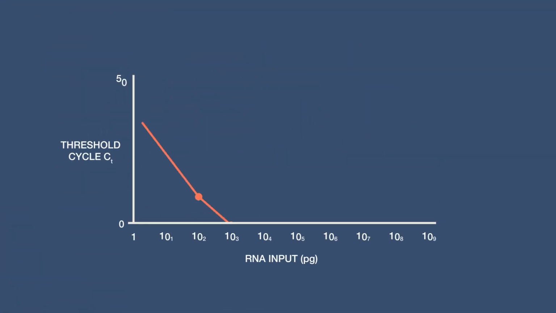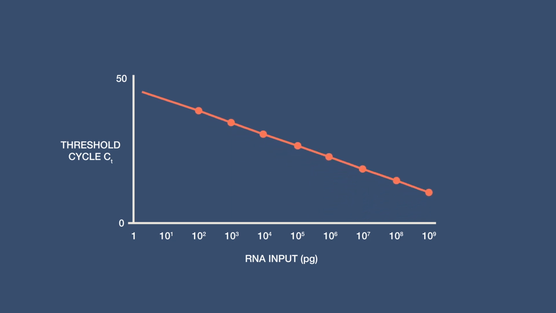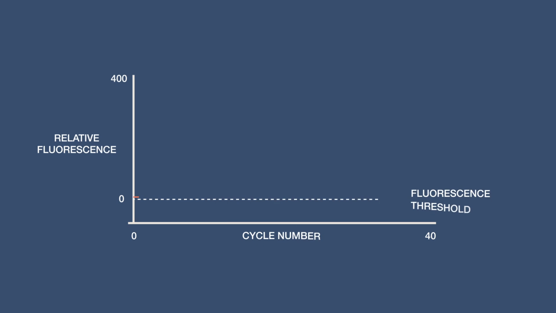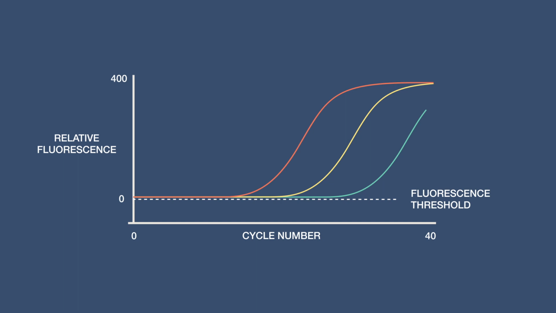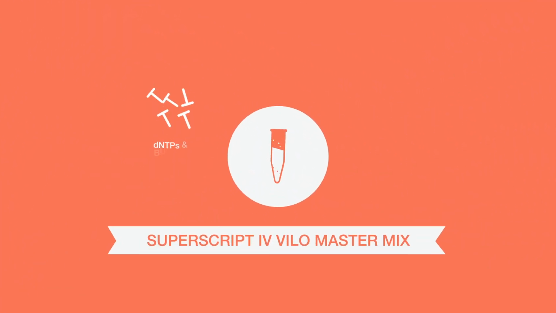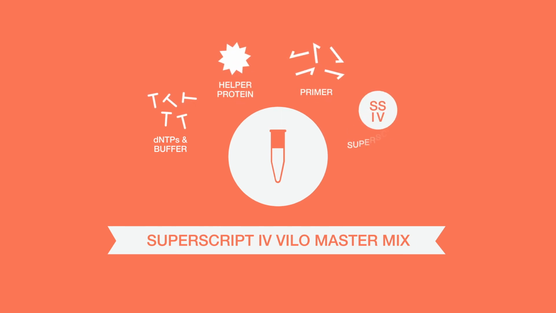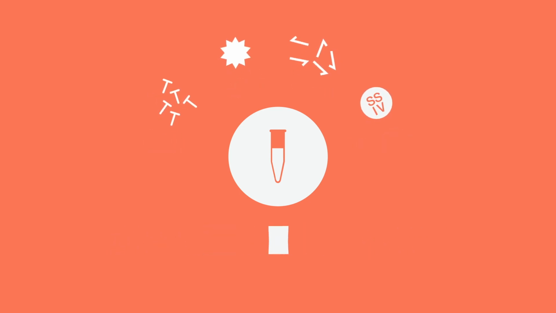Resolve many of these common challenges by using a master mix in an optimized buffer that works well with a wide range of template amounts, even with suboptimal purity or complex secondary structures. Superscript 4 Velo Master Mix contains a robust, thermostable reverse transcriptase and all necessary reaction components in an optimized buffer.